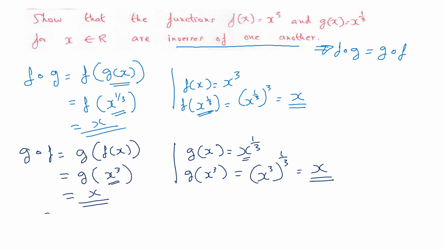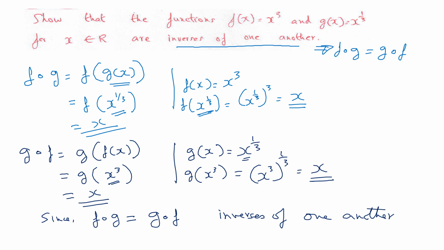So what we can conclude? Since f composition g is equal to g composition f, we can say that they are inverses of one another. They are inverses of one another. So this is the conclusion.